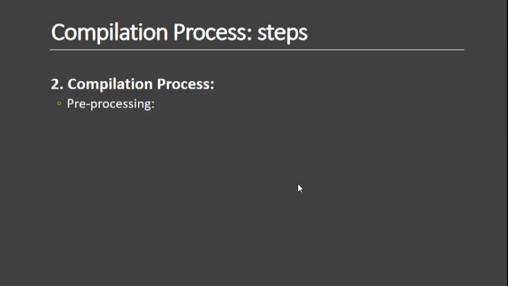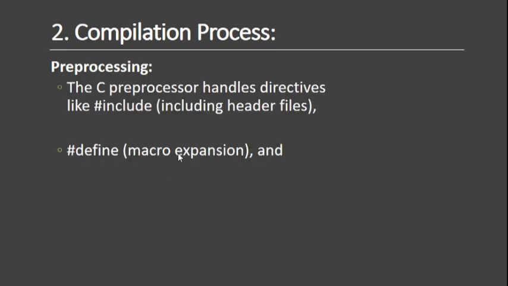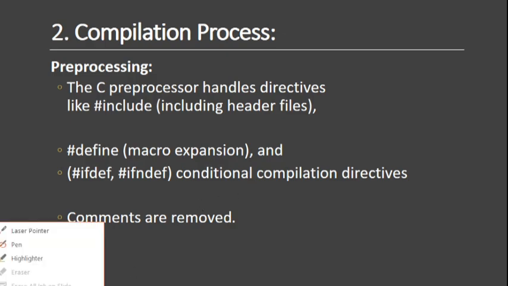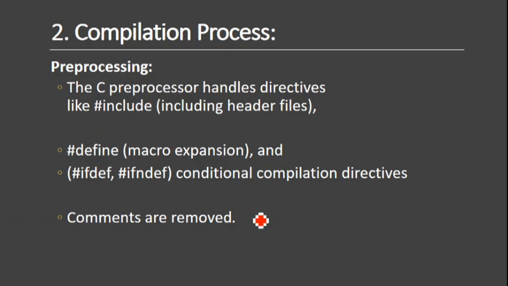After that, the compilation phase again consists of four sub phases: pre-processing phase, compilation phase, assembly phase and linking phase. First we'll discuss pre-processing. The preprocessor handles three types of directives: first, hash include for library files, then define macro functions, as well as conditional compilation directives. These three different types of directives are handled by the pre-processing stage.